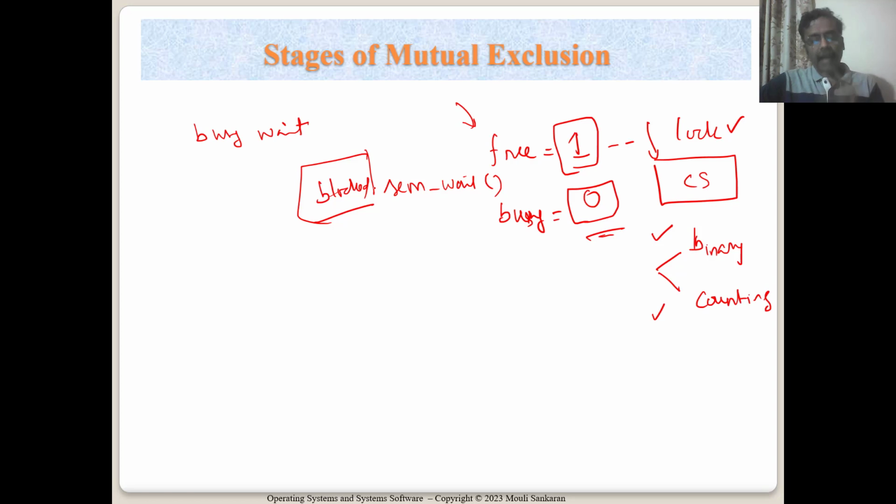And if it is a counting semaphore, what happens? That means you can allow n number of processes. So when you are initializing it with some unit, and if you know that you are creating a counting semaphore, you may be initializing it with some value, maybe n, which is 6.